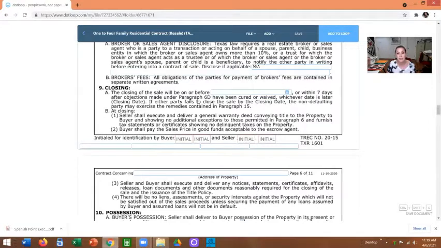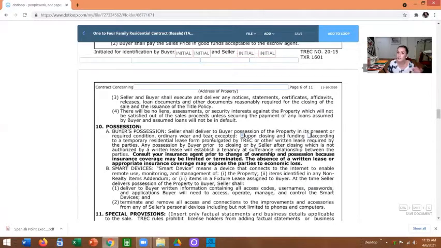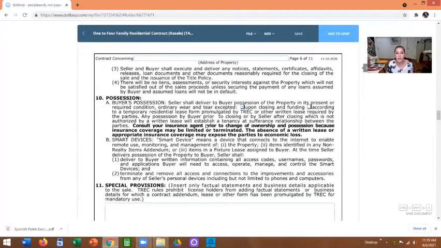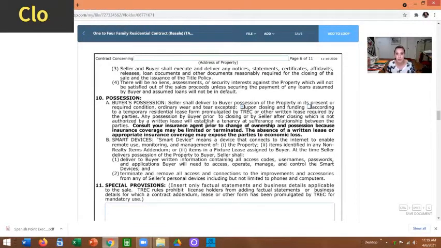And this also says that at closing, seller will sign all the necessary documents and deliver clean title, which the title company does for them. There's not going to be any liens on the property. Buyer will sign any kind of loan documents necessary and bring to the table any cash needed. Same with the seller. Possession will happen upon closing and funding. Closing happens when you sign. Funding happens usually a day or 2 after that.